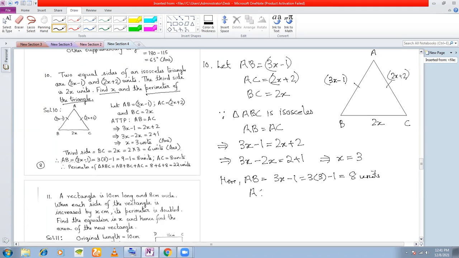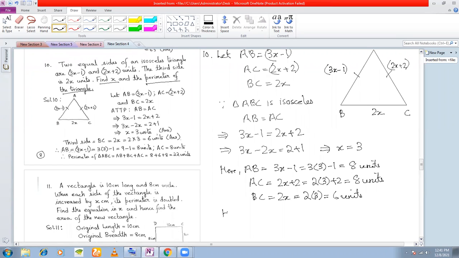What is AC? 2x plus 2. 2 into 3 plus 2, which is equal to 8 units. Right? And finally BC is equal to 2x, which is equal to 2 into 3, which is equal to 6 units. So we've got all three sides of the triangle.